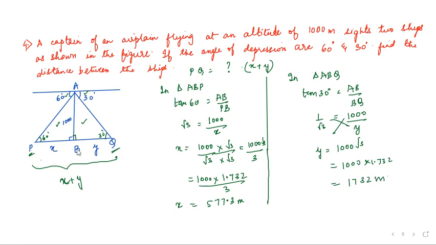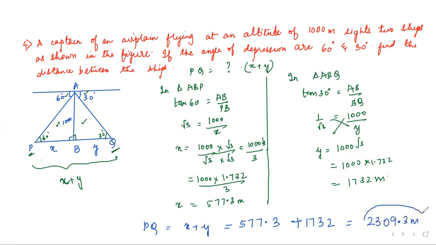So what do we need to calculate? PQ. So PQ is the distance between the ships, x plus y. So 577.3 plus 1732, which is 2309.3 meters. I hope this is clear. It was a very easy question. Wherever you see a right angle triangle, you just use the T ratios.